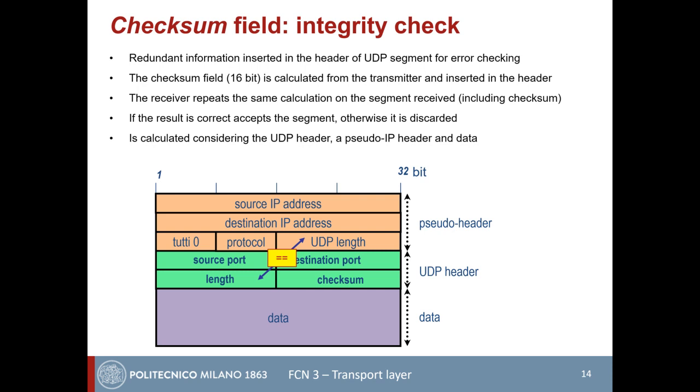So the destination can carry out the error check operation and understand if the UDP datagram has been transmitted and received correctly or not. If there is an error, UDP will not take any countermeasure against the error, but will notify the layer above. This is how it works in very generic terms.